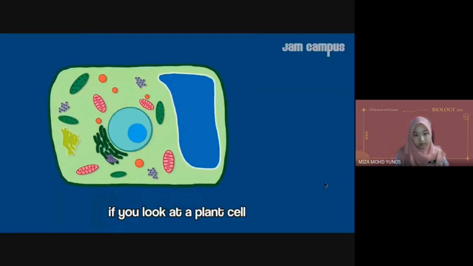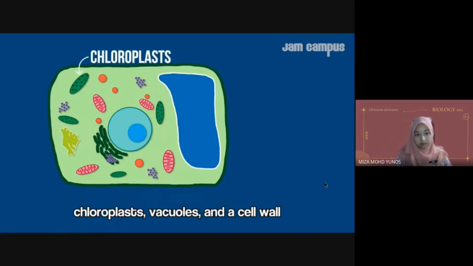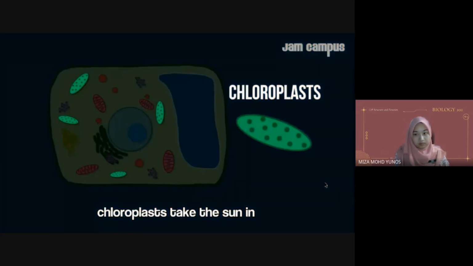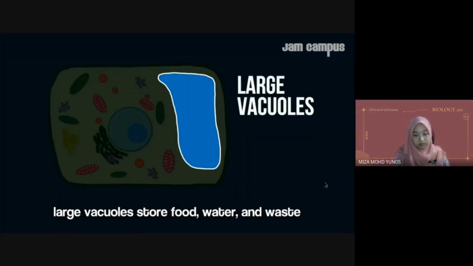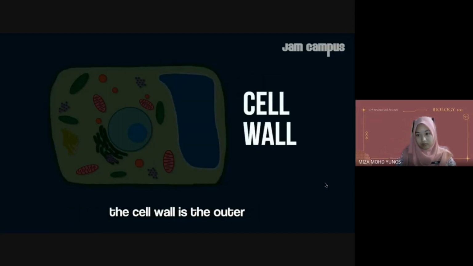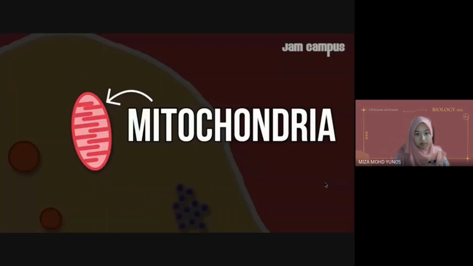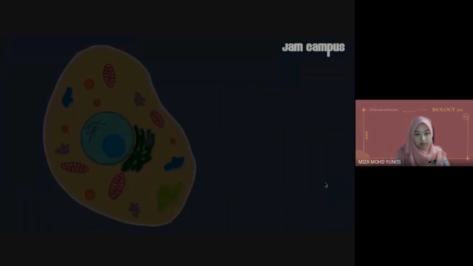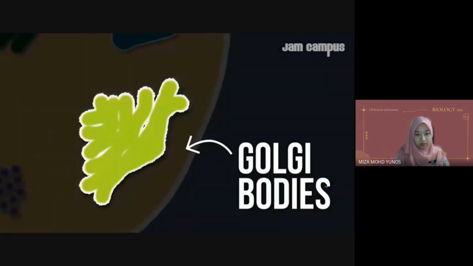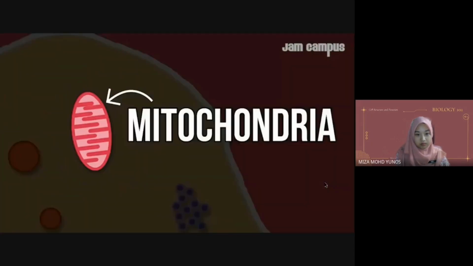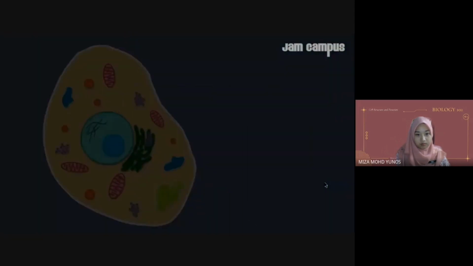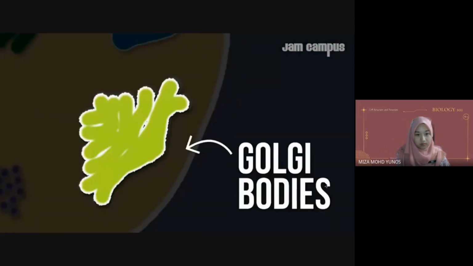If you look at a plant cell, they have a few different organelles: chloroplast, vacuoles, and the cell wall. Chloroplasts take the sun in and convert it to food through photosynthesis. Large vacuoles store food, water, and waste. The cell wall is the outer, rigid cellulose protector that provides structure to the cell.